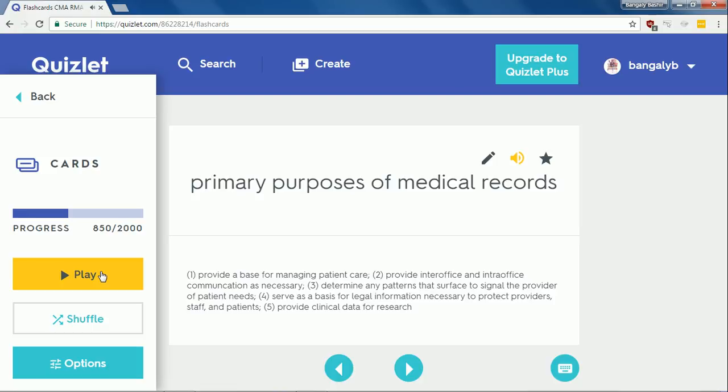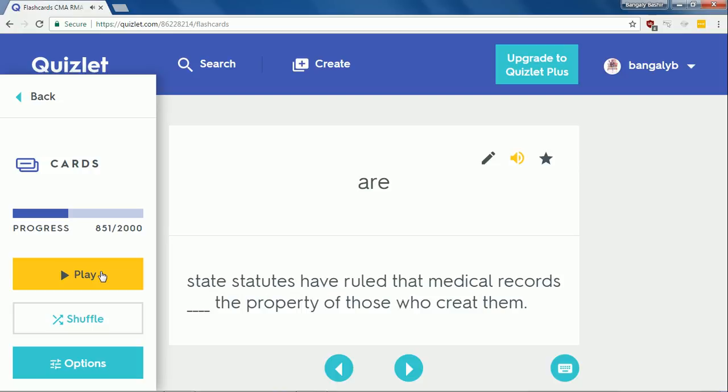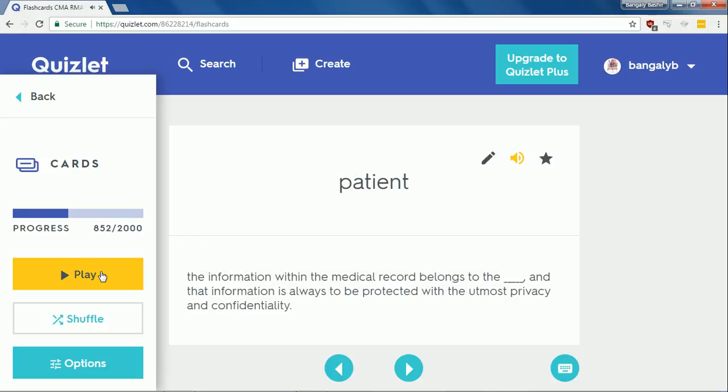Primary purposes of medical records. State statutes have ruled that medical records are the property of those who create them. Patient: the information within the medical record belongs to the patient, and that information is always to be protected with the utmost privacy and confidentiality.